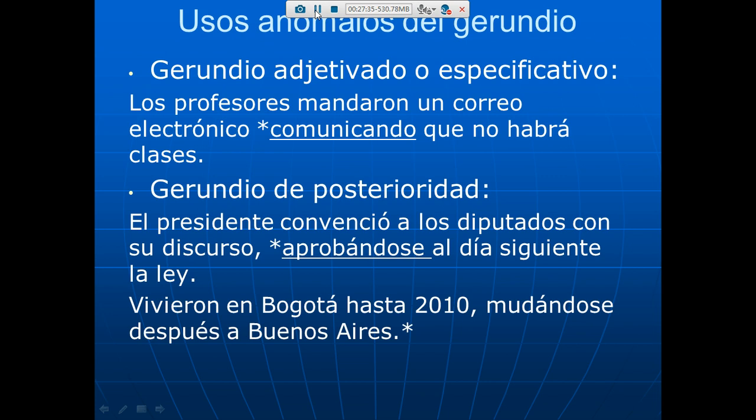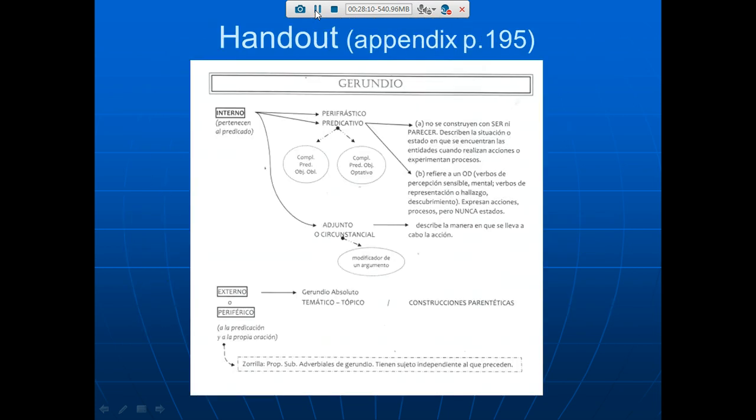También está el gerundio de posterioridad, como uso anómalo, lo que hablé recién. El presidente convenció a los diputados con su discurso, aprobándose al día siguiente la ley, no, y al día siguiente se aprobó la ley, o vivieron en Bogotá hasta el 2010, mudándose después a Buenos Aires, no, y después se mudaron a Buenos Aires. Bueno, quiero recordar, y lo tienen en las notas, que hay casos en que el gerundio puede ser usado como adjetivo, por ejemplo, en los casos del gerundio epigráfico, cuando hay una foto en un diario y abajo dice el presidente inaugurando la rural, por ejemplo.